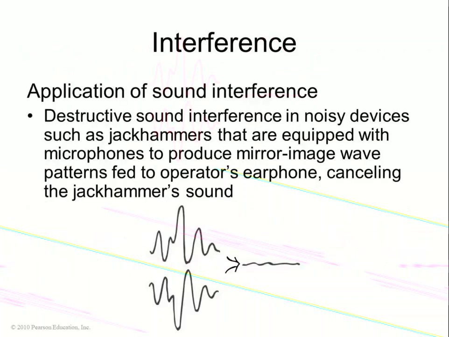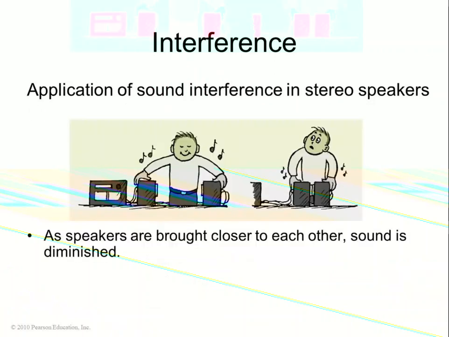An application of sound interference can be found in what's called noise reduction earphones. So the destructive sound interference is used in noisy devices such as jackhammers that are equipped with microphones to produce mirror image wave patterns fed to operators' earphones. Now, these will cancel the jackhammer's sound. You can also find this application in stereo speakers. You can notice that as the speakers are brought close to each other, sound becomes weak and diminished.